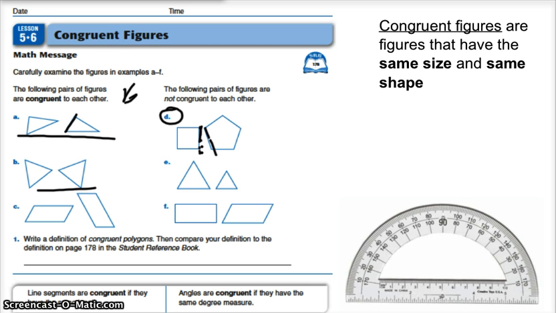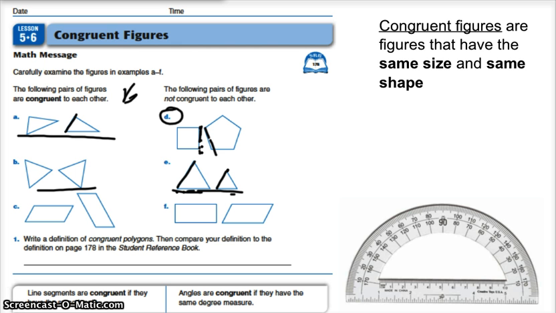So let me give you another example. Looking at the equilateral triangles, so remember, equilateral all have the same degrees, but it's the different size that makes it different. The length of this side does not equal the length of this side. So that does not make it congruent.